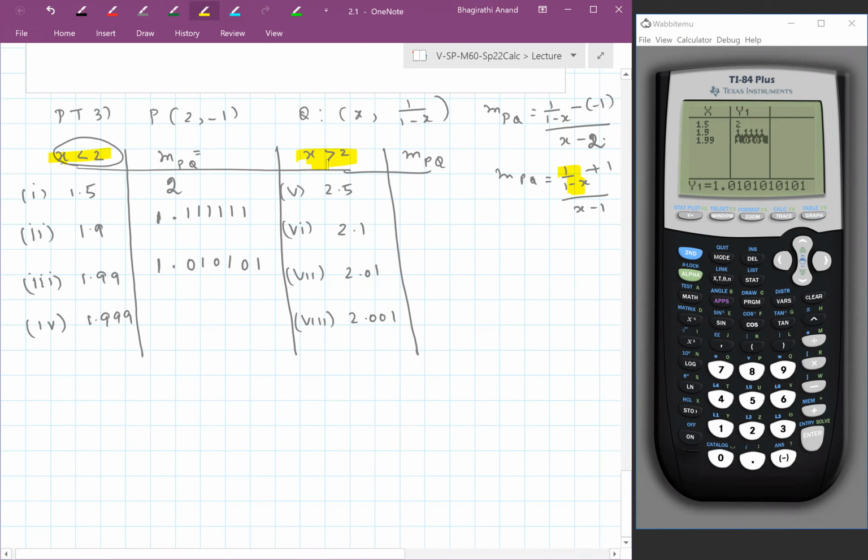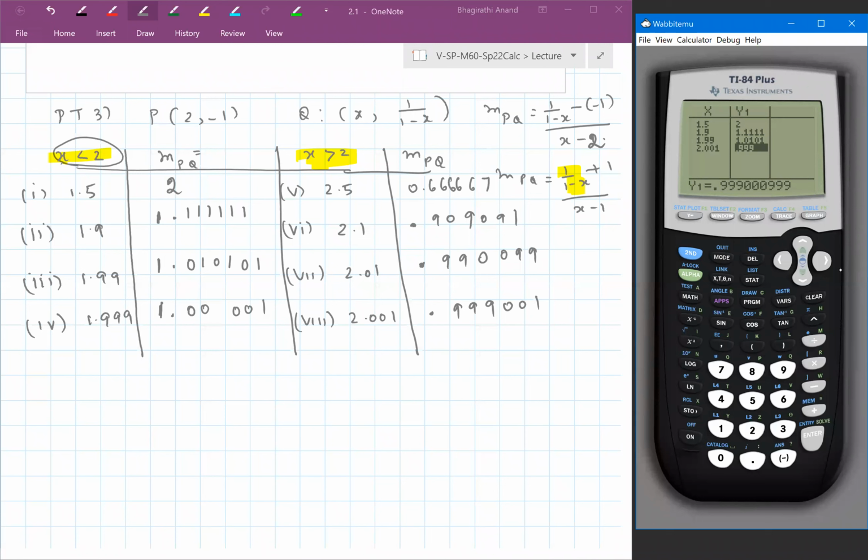So for all of this, I'm going to use the table feature like this, and I'm going to complete the table. So let me give you a second. You do the same thing in your calculator. Good, guys. You all did this table.